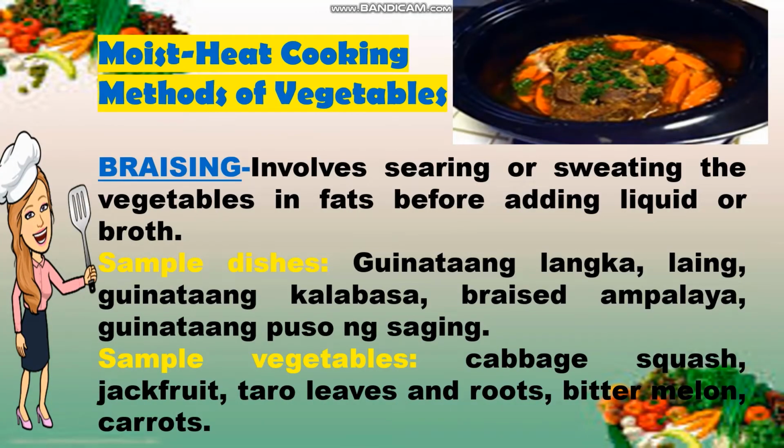Braising involves searing or sweating the vegetables in fats before adding liquid or broth. Sample dishes are ginataang langka, laing, ginataang kalabasa, braised ampalaya, ginataang puso ng saging. Sample vegetables: cabbage, squash, jackfruit, taro leaves and roots, bitter melon, carrots.